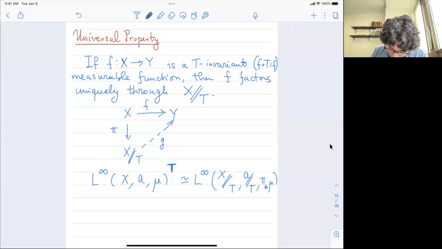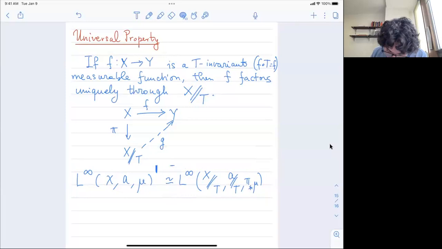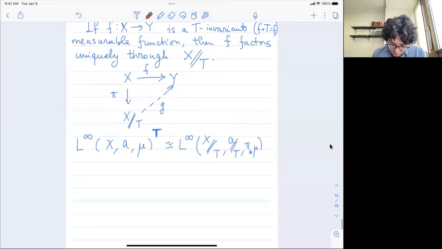So you see, it's all somewhat by construction. It's quite indirect, but it somehow works precisely because we define it so that it has this universal property. So this is in general for a dynamical system, but the Poisson boundary is a special case of this. So we can define or construct it like this.